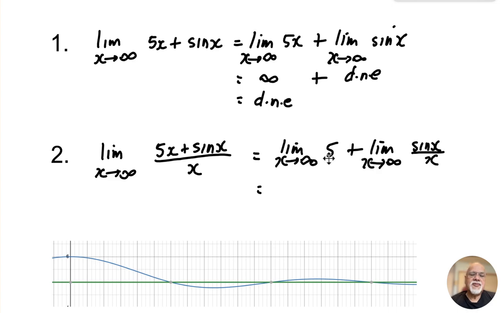Well, the limit of 5 as x approaches infinity is just 5, because it doesn't depend on x. And we saw in the previous slide that the limit of sine x over x as x approaches infinity is 0. And so this is equal to 5.